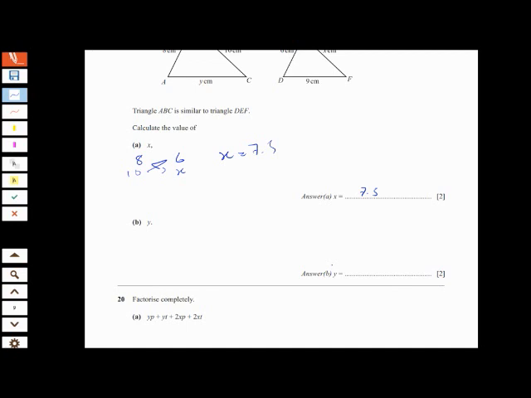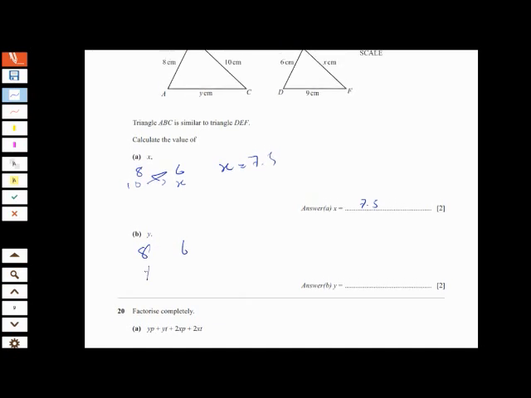Now y. So for y, just do the same thing. 8 equals 6, and y should equal 9. Scissors method, then you get the answer. 9 times 8 divided by 6. That would give you y equals 12.